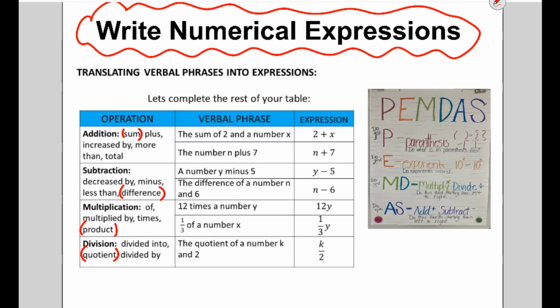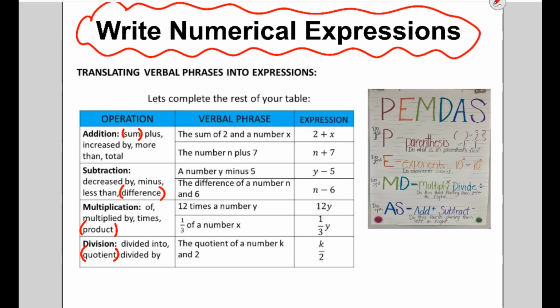So we are going to write down this table that we have here. This is kind of to help us with our deciphering what the words mean when it comes to numbers and symbols. And deciphering means like trying to figure out. So that's what we're going to do.